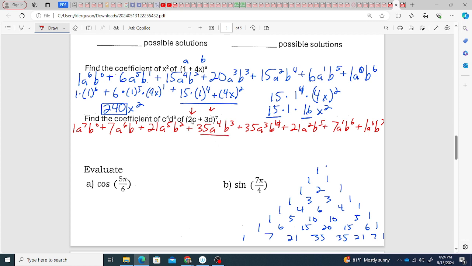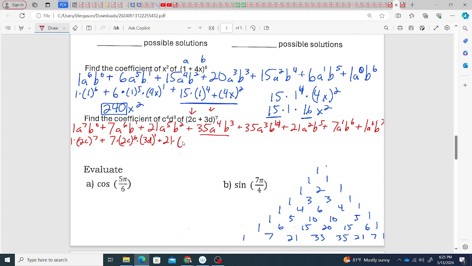Because when a gets put, 2c puts right here, that's going to give me c to the 4th. And then right here, when 3d gets put into b, that's going to be d to the 3rd. Now, I can just go through here, but that's where I'm going to end up. So I'm going to have 1 times 2c to the 7th power, and then b to the 0. So that's enough. So I'm going to have 7 times 2c to the 6th power times 3d to the 1st power. Well, that's only giving me 1d, so nope.